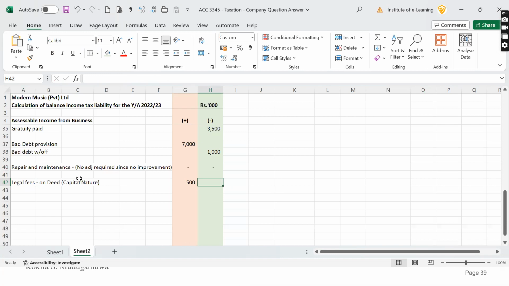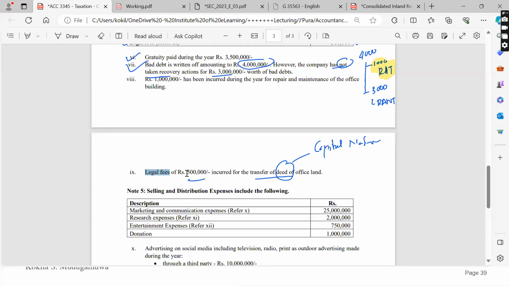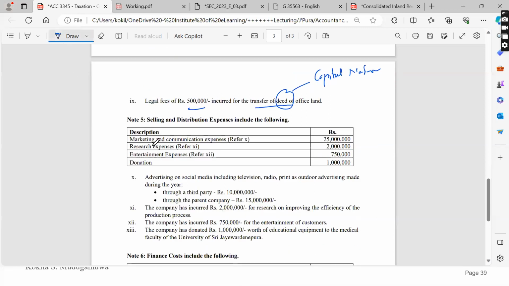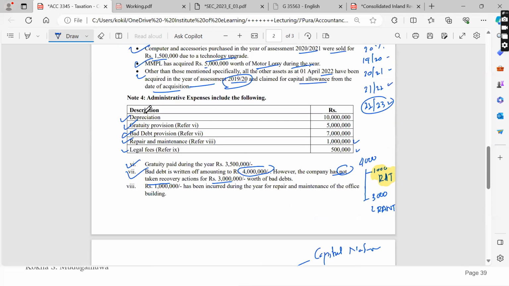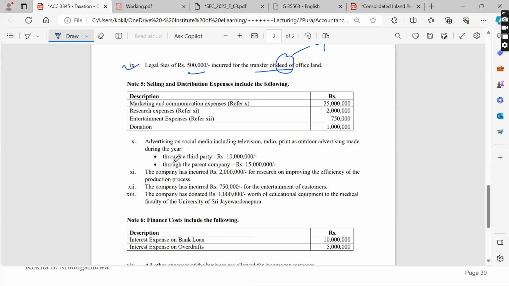Then this is also done. Under administration expenses, we got all the adjustments, right? Then the selling and distribution. Under that, as I explained, marketing and communication expenses, right?